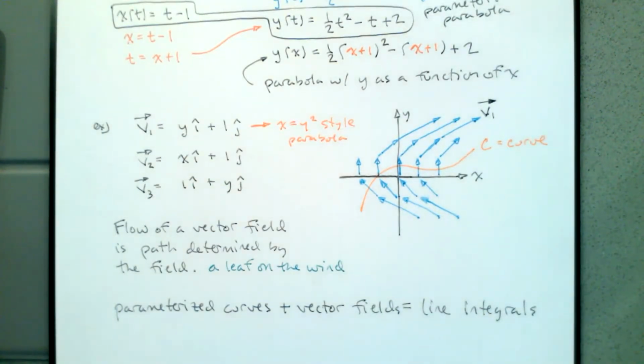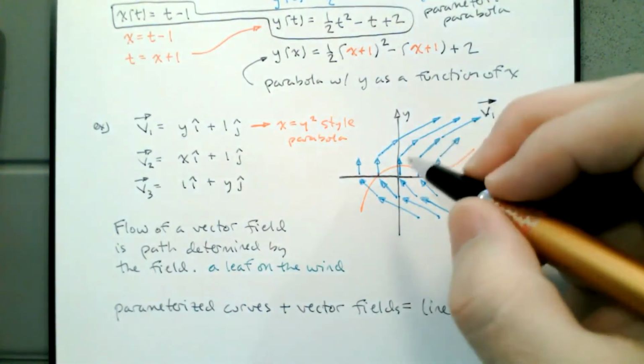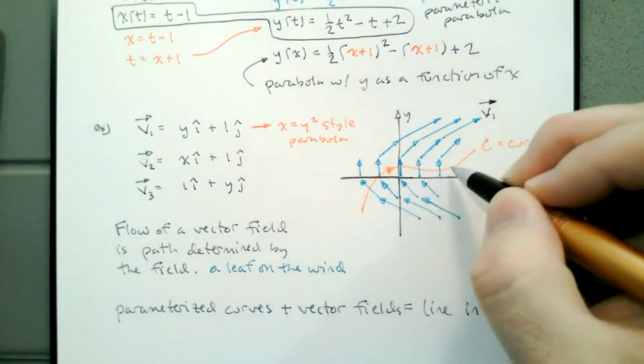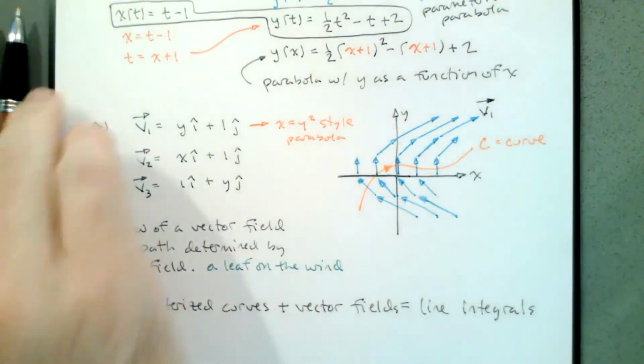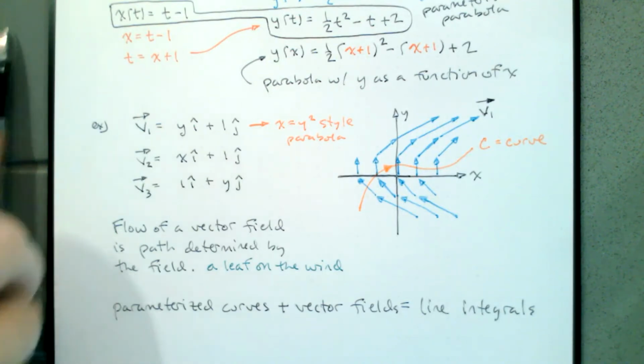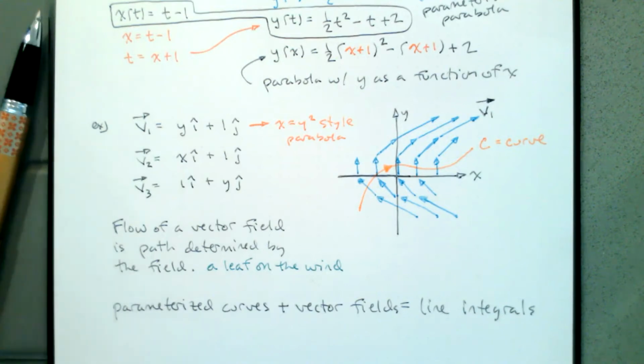So C is going to be some curve running through the vector field. Now, when we parameterize curves, we know they have an orientation, they have a direction that they're headed. So I'm going to say that my curve is going in this direction. Where the flow of a vector field, we just try to think about a leaf on the wind, just letting the wind take it where it wants to go. The curve is going to be like a bird flying through the wind. The bird has places it wants to go, and sometimes the wind will be helping it, and sometimes the wind will be hindering it. So the curve is going to be more like a bird flying through the wind.